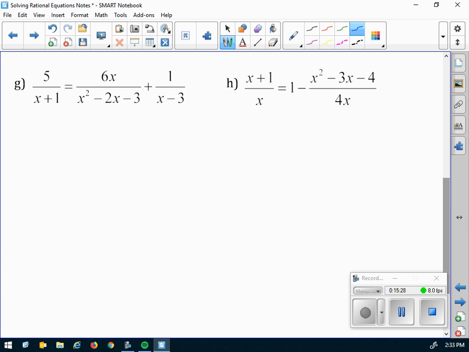Okay. Two more. Here we go. G. What are we going to do? G for Giselle. What are we going to do? We've got a denominator we need to factor. How's that factor?